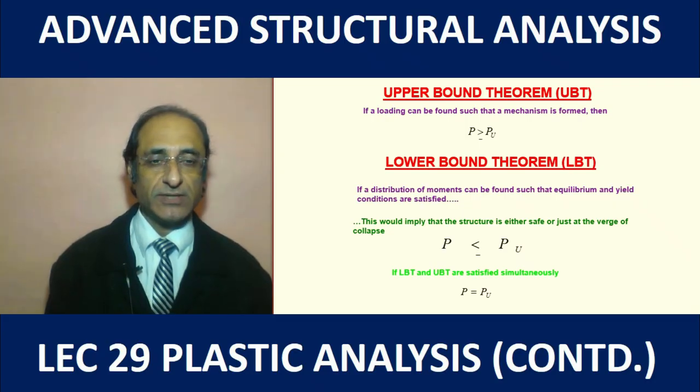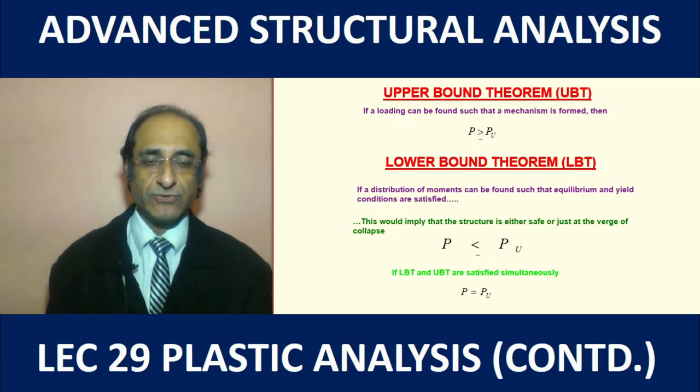And then the lower bound theorem states that if we can find such mechanisms which are satisfying the conditions of equilibrium and yield, then such a mechanism shall be a lower bound. That is, the loads corresponding to this particular mechanism shall be on the lower side of the actual collapse load. Hence, if both the upper and the lower bound theorems are satisfied, then we are very sure that we have found the exact failure mechanism.